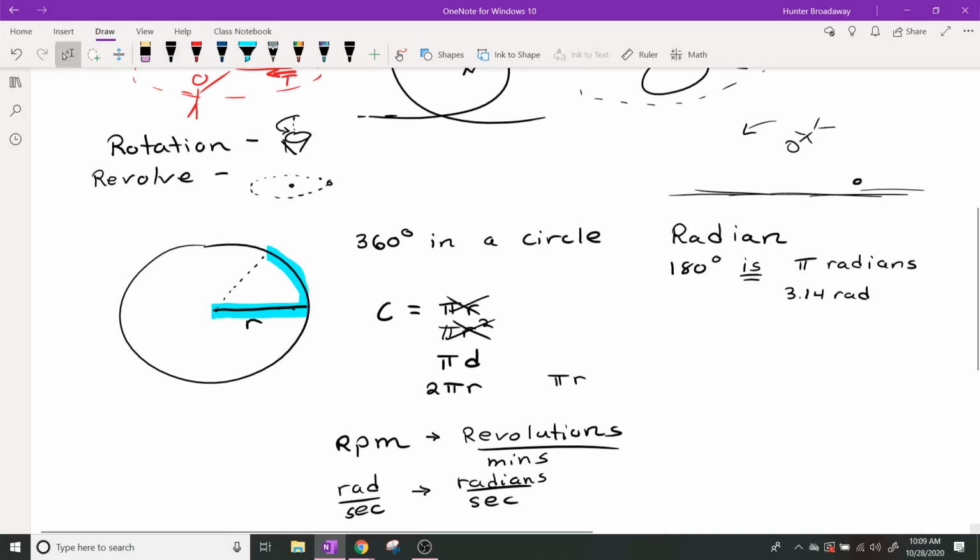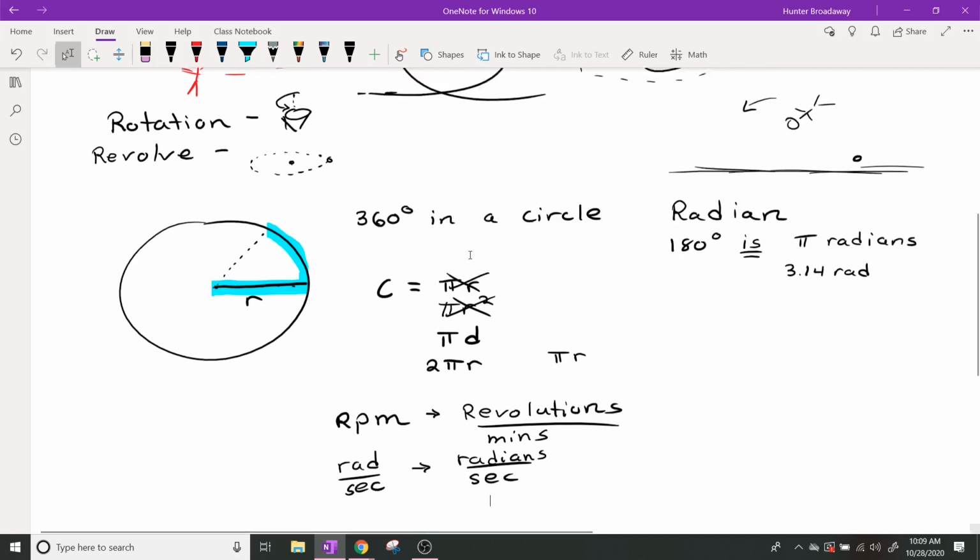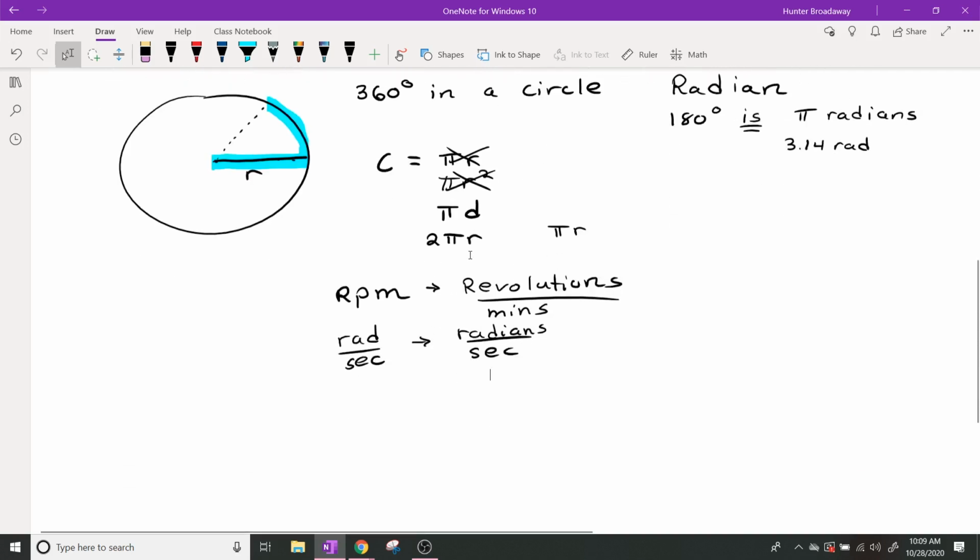We can easily convert RPMs to radians per second and vice versa. So let me show you all how to do that. It's easy. Yeah, we do have to change the seconds and minutes. Okay, so let's say that we've got something that's spinning at 2,000 RPM. That's 2,000 revolutions per minute.